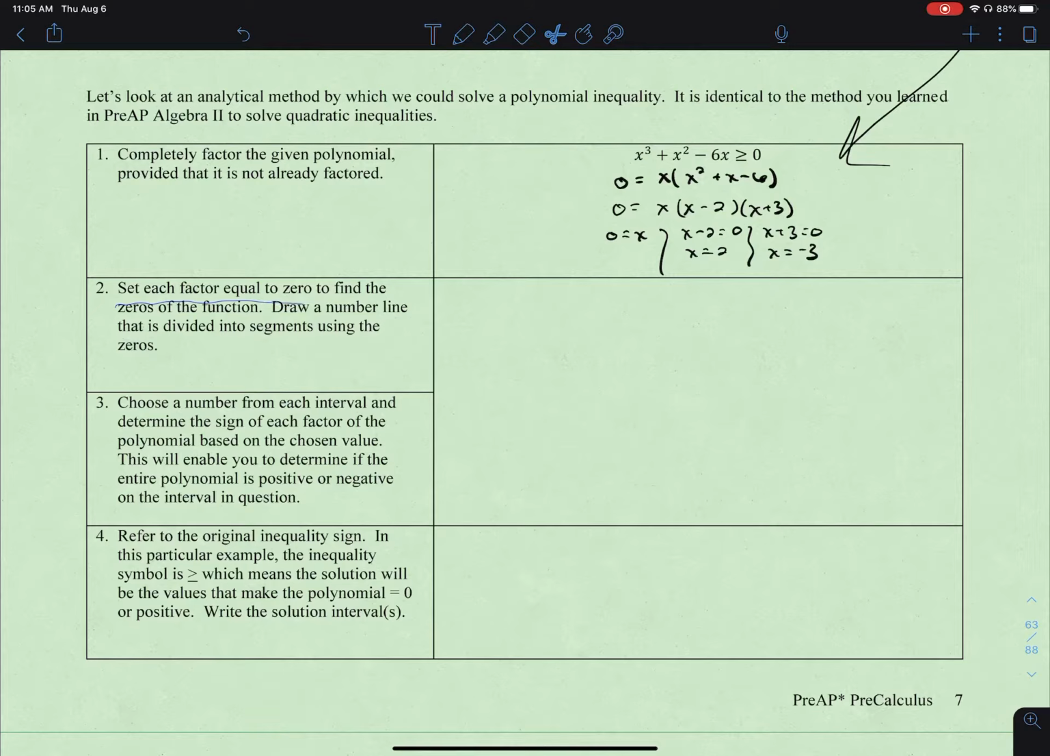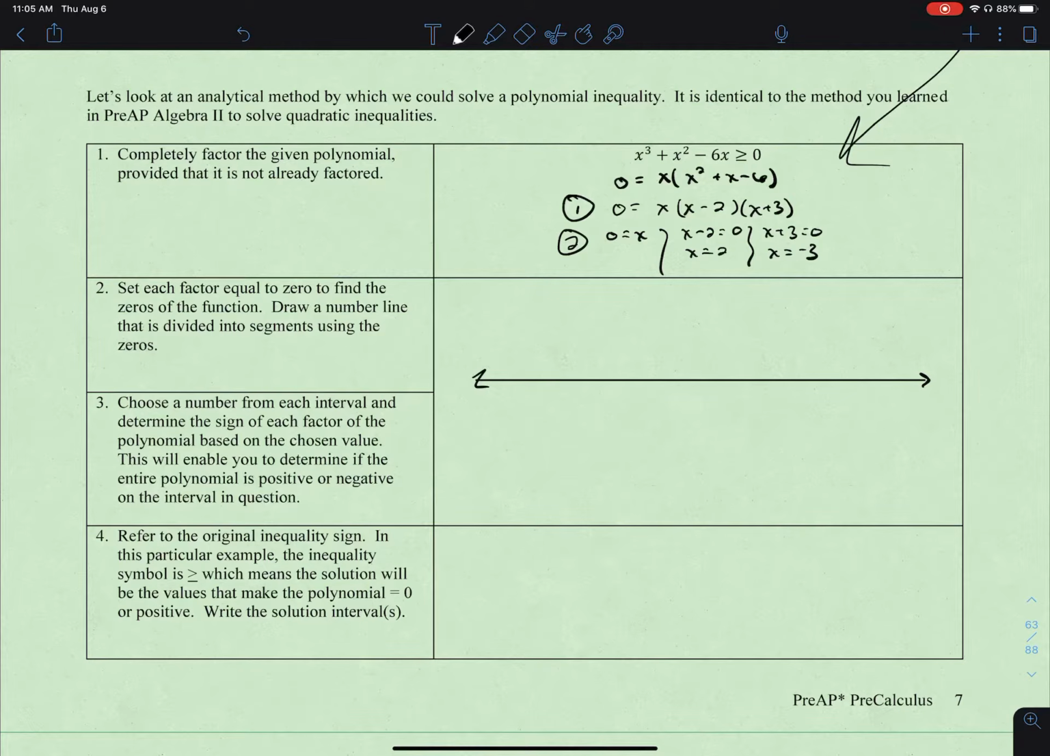Set each factor equal to 0 to find the zeros of the function. So we did that. So step 1 was to factor it completely. We did that. Step 2, set each factor equal to 0 and solve. That's here. Step 2 is also draw a number line that is divided into segments using the zeros. So we haven't done that. So we'll try to do that here.